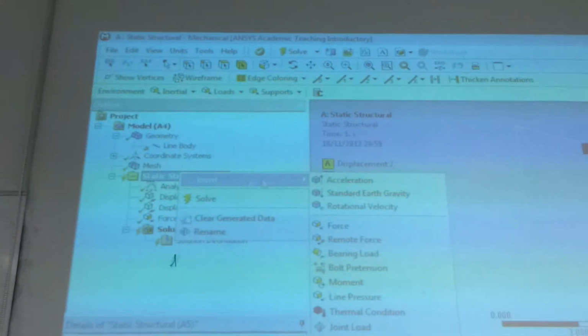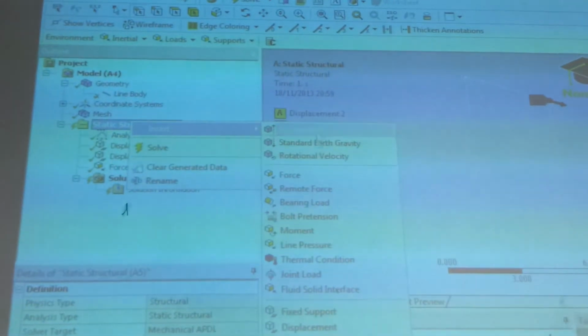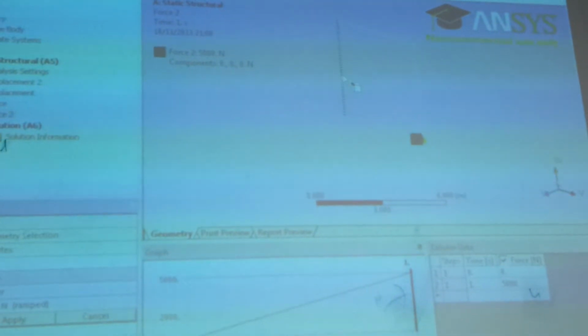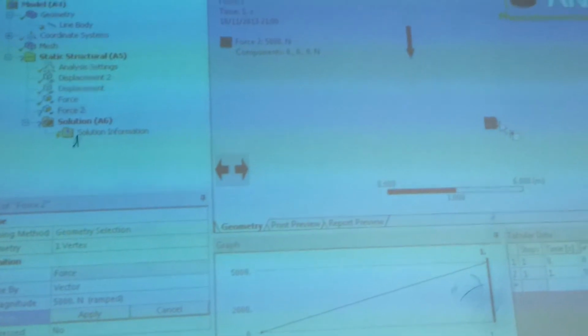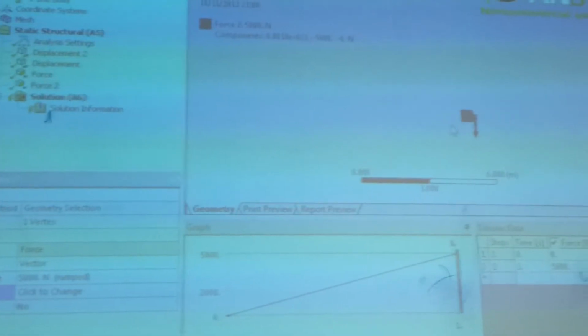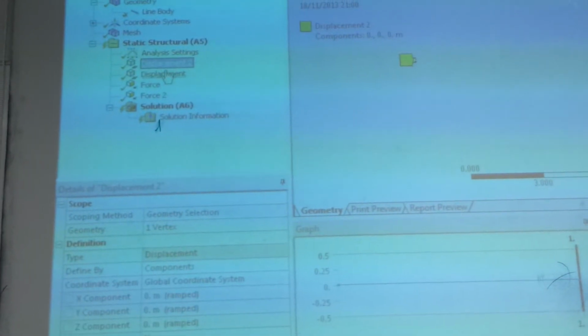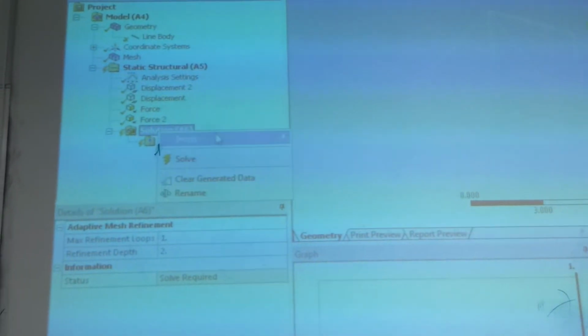Another time, insert again force. Where? On the vertex here. How much? 5,000 Newton. Which direction? This. It's the direction, it will be exercised here, the force. So, okay. So you have the forces. You see them 1, 2 displacement there and there, and you can solve the problem.